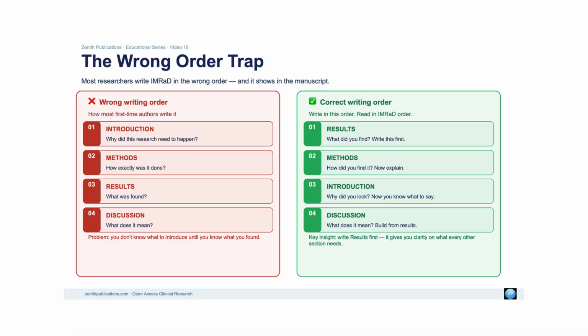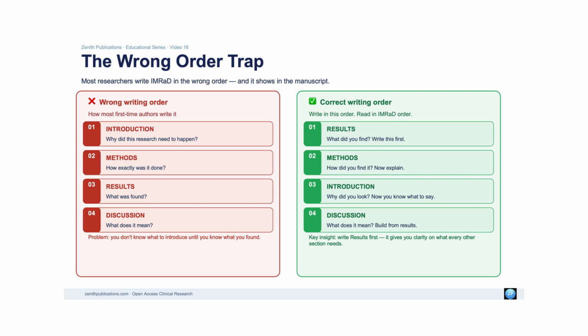Here is the trap. Most researchers sit down and write their manuscript in the order it will be read. Introduction first, then methods, then results, then discussion. That feels logical. It is also exactly backwards, and it is why so many first drafts fall apart. Here is the problem. If you write your introduction first, you do not yet know what your study found. So you do not know what gap in the literature actually matters, what background is relevant, or what your study objective should emphasize. You are writing blind.